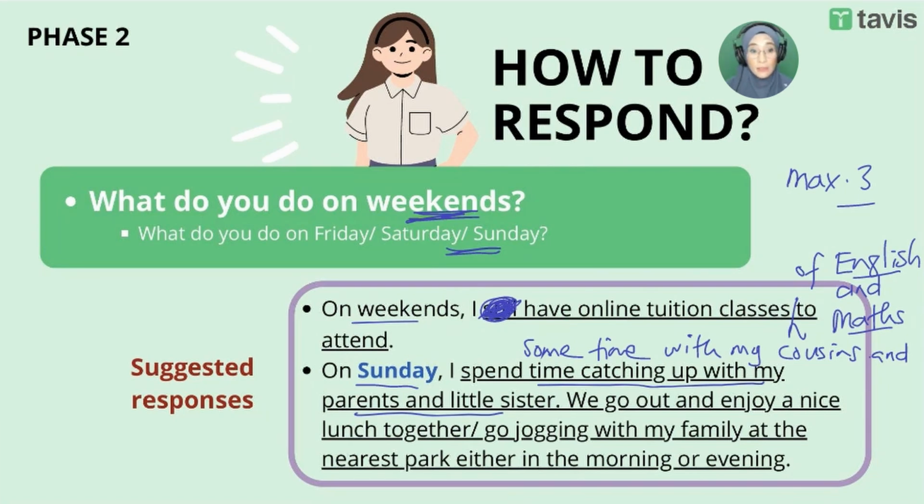If you are doing this every Saturday or every Sunday or every Friday, it depends on whatever day. But if you don't do this at all, you go out, enjoy nice lunch together, or go jogging with family at the nearest park, either in the morning or evening. If you don't do all this, then think about at least one activity. Think of one activity.